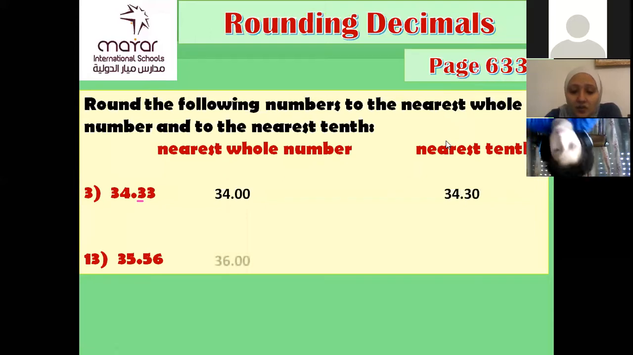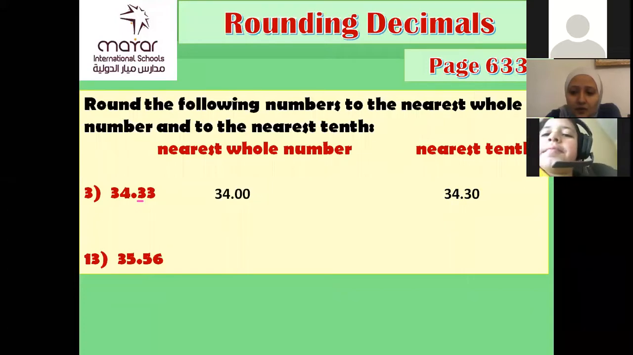Now, Malak Mansour, did you answer today? Who didn't answer today? Omar Taysir, do it. Okay, 30. Do you want 35.56 to the nearest whole? We underline the 5.